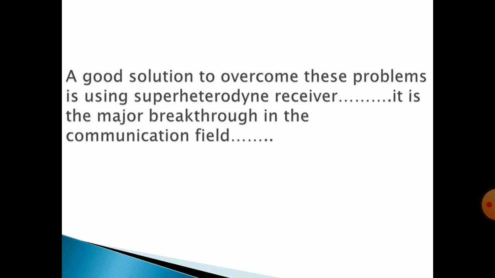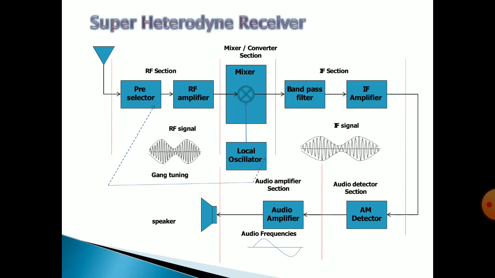In order to overcome these problems we are using the superheterodyne receiver. Here we are using a principle called heterodyning or mixing. That is, we change the original frequency into an intermediate frequency, and then we transmit the signal. This is the principle used in the superheterodyne receiver. This is the block diagram of the superheterodyne receiver.